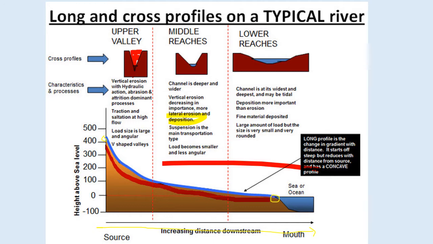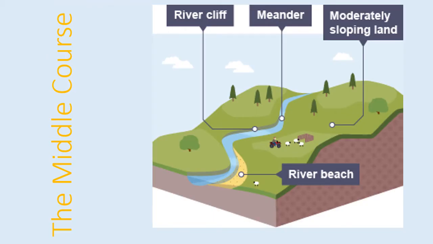Let's say your previous work looked at processes and upper courses. Now we're looking at the middle courses. So let's think about what we're actually talking about. In a middle course, we've still got a bit of a valley, perhaps a wider river than in the upper course. There will be some moderately sloping land, but nothing really steep. And we'll be seeing erosion, and that'll be forming our river cliff and our river beach. So we're going to look at how that happens.